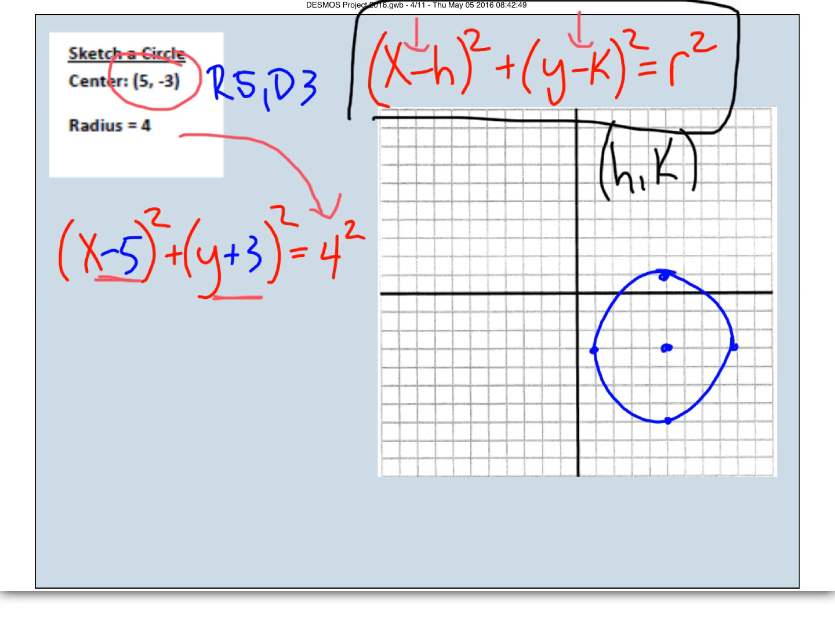Now on Desmos, this is exactly what you would type. Instead of doing 4 squared, you could type 16, and what it would give you is this graph of the circle.